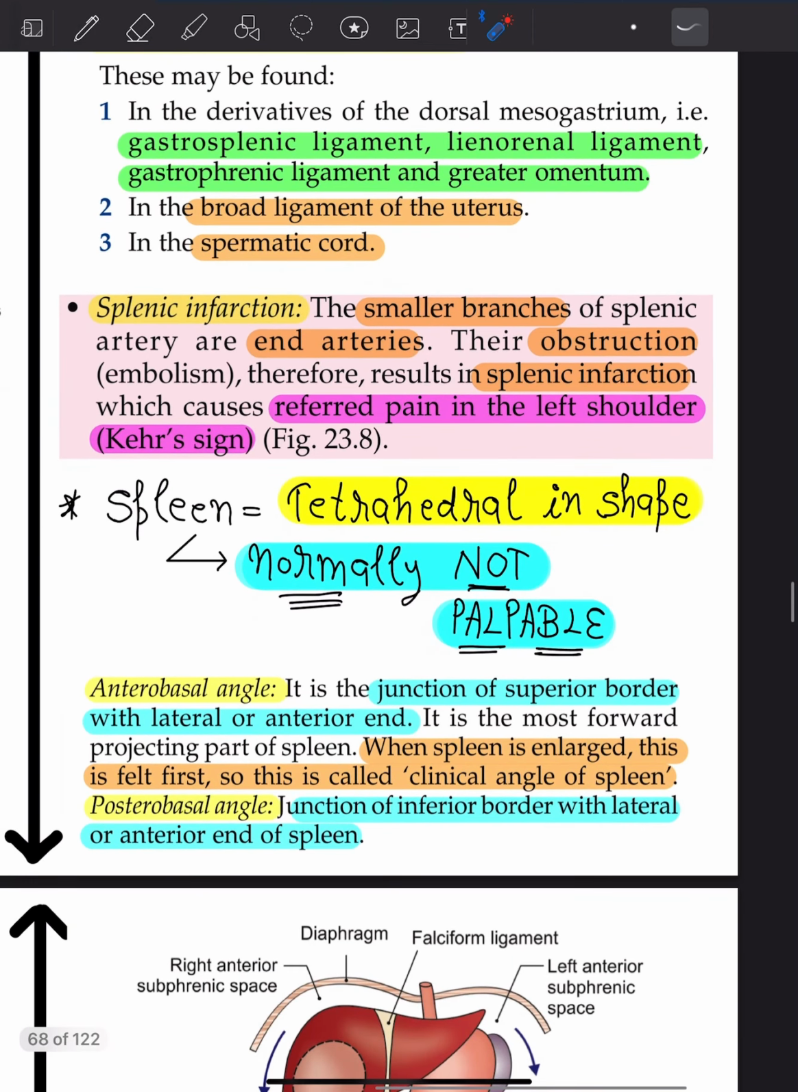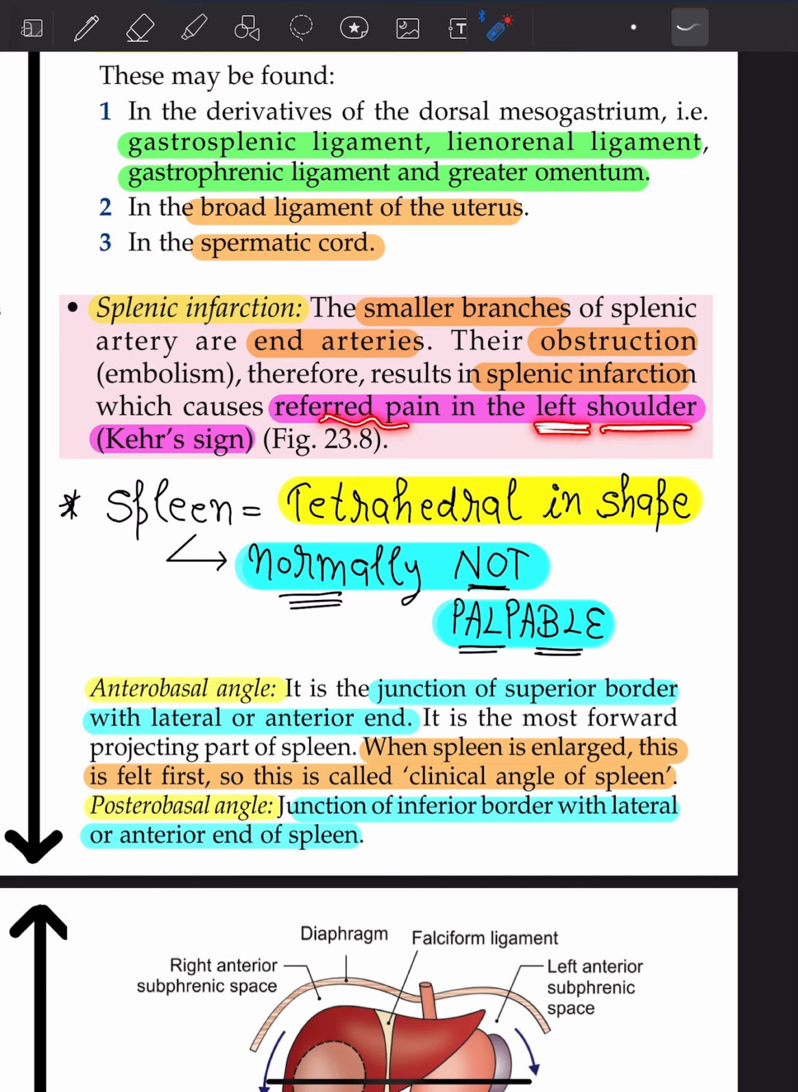Okay, so now we have a clinical point here. As you know, the smaller branches of the spleen, the hilar branches basically, those are the end arteries. Now if there is any obstruction or clot, basically emboli in those end arteries, what will happen? It will result in splenic infarction. What's an infarction? It's basically the death of tissue. Okay, so if such a condition happens, there will be a referred pain in the left shoulder.